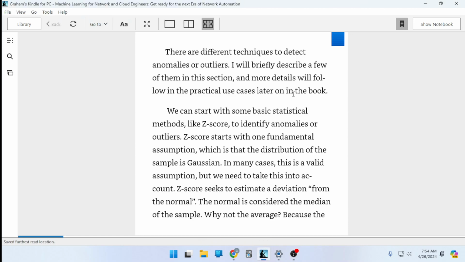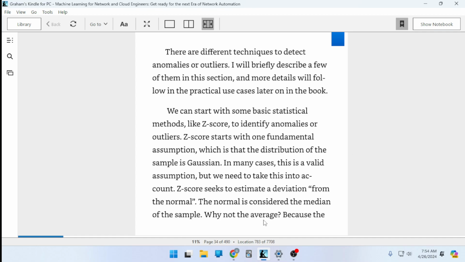We can start with some basic statistical methods like z-score to identify anomalies or outliers. Z-score starts with one fundamental assumption, which is that the distribution of the sample is Gaussian. In many cases, this is a valid assumption, but we need to take this into account. Z-score seeks to estimate a deviation from the normal. The normal is considered the median of the sample.